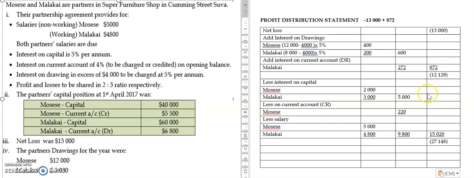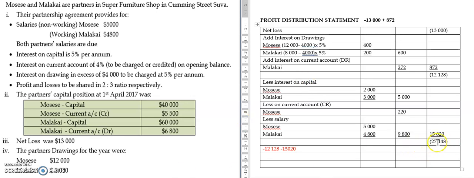With that loss, we have made some expenses to the partners that has to be subtracted. Now this part we are going to do like this. It will be negative 12,128. We are subtracting 15,020 from it. So our answer will come to 27,148. It's still a loss. That's why I have written it in bracket.